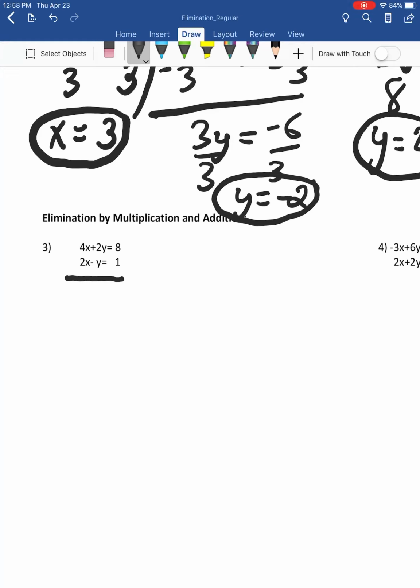So our goal is to create negative 4x. I have 2x down here. We're going to create it by multiplication. So 2x times what gives me negative 4? Well, 2x times negative 2 gives me negative 4. So if I multiply this by negative 2, I'll make that negative 4x. But we can't just multiply the 2x term by negative 2. We have to multiply the whole bottom by negative 2.